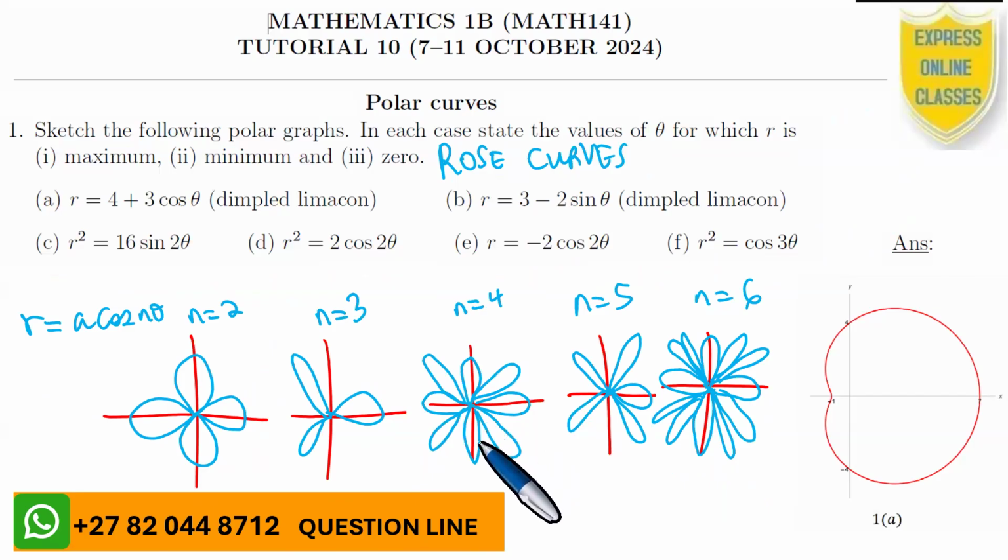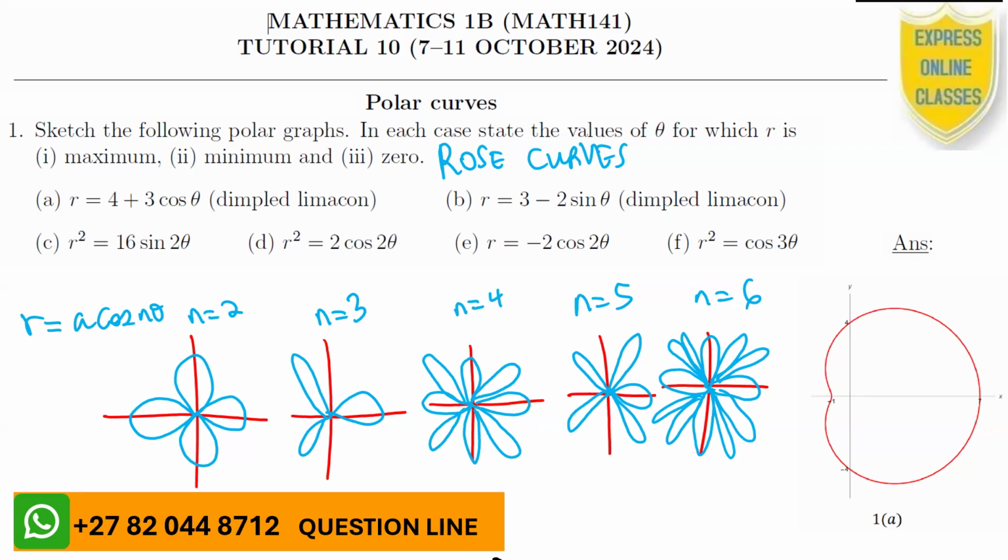For n equals 4, for the cosine, you actually now see that you have 1, 2, 3, 4. All of them are like cardinal roses. They are on the axis. And then you fill in with 1, 2, 3, 4 that are in the middle of the roses there.